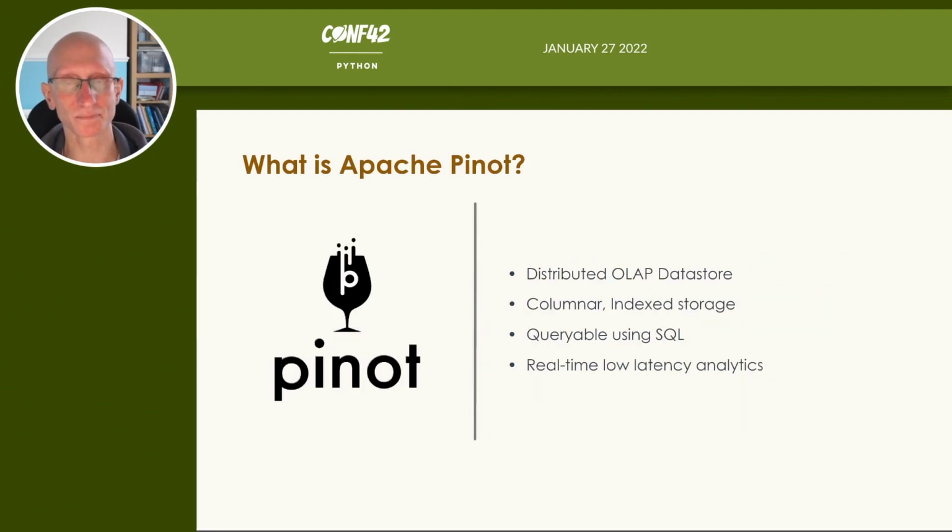Apache Pinot is next up. That's a columnar OLAP database, but it also has additional indexes that you can put on top of the default columns, and it's all queryable via SQL. The idea here is that it's used for real-time, low latency analytics.